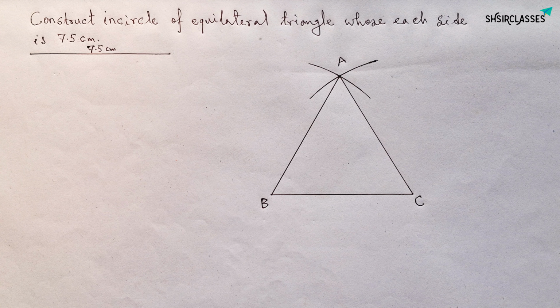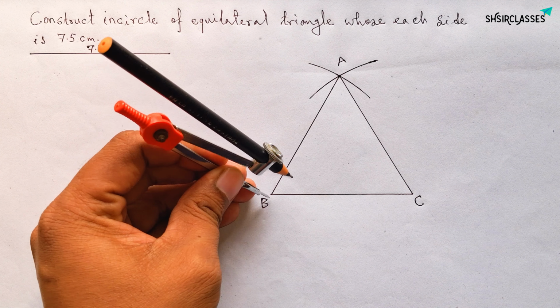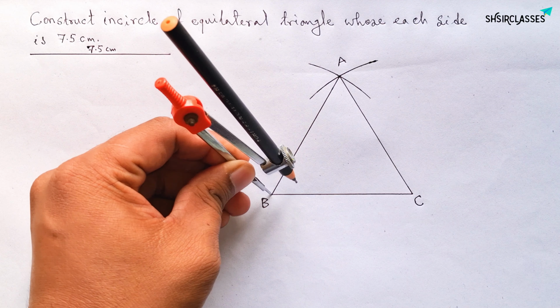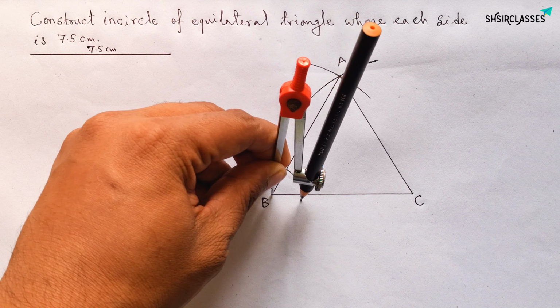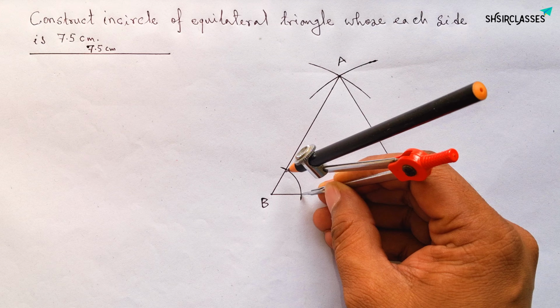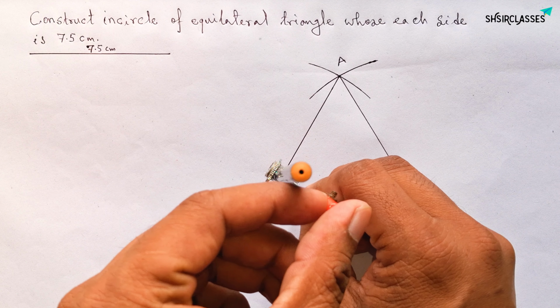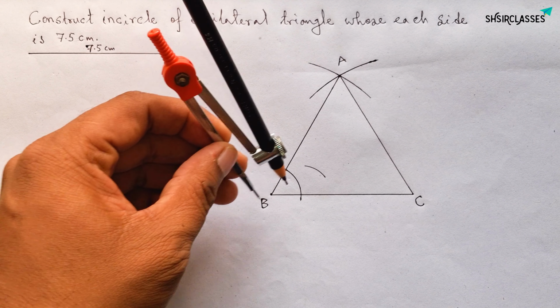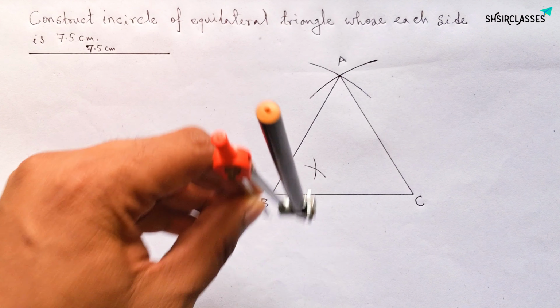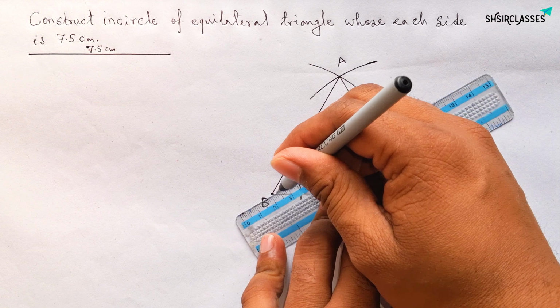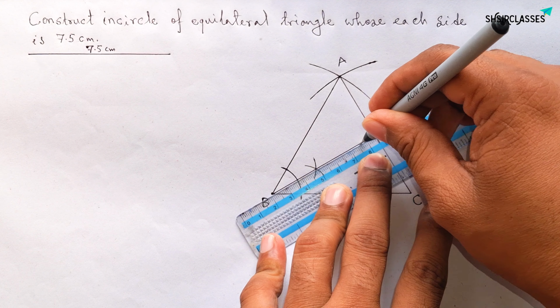Next, bisecting the angle B with the help of compass. Putting the compass on the point B and taking any radius, draw an arc. Now, putting the compass here and taking the same radius, draw an arc. With the same length, putting the compass here, draw an arc. So joining this, and it is a bisector of the angle B.